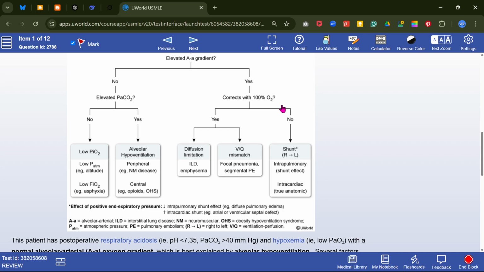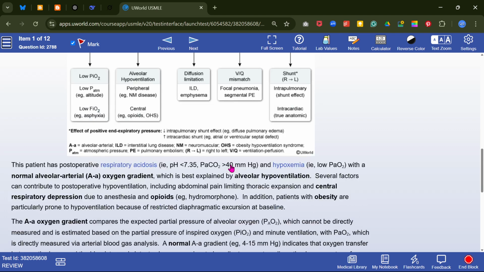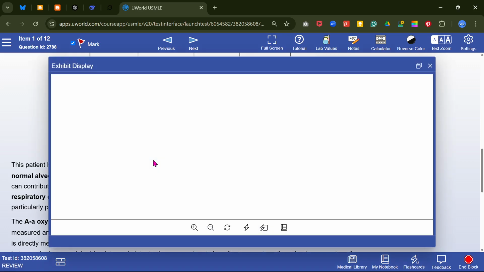Corrects with 100% oxygen, yes. Diffusion limitation is ILD and emphysema, and VQ mismatch. VQ mismatch may be due to focal pneumonia and segmental pulmonary embolism.